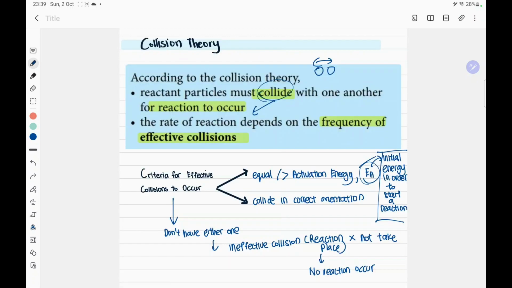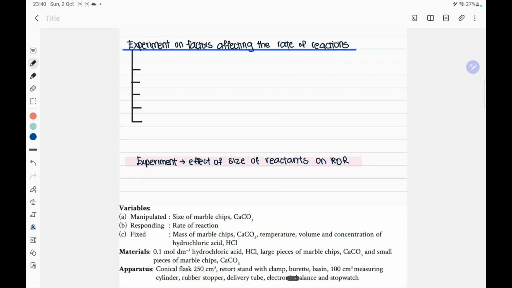We have learned collision theory in part 2, but I missed out one very important keyword for activation energy. It is actually the minimum initial energy in order to start a reaction. So please do not leave out the word minimum like I did, okay, because it is a very important keyword. Now moving on to what we are supposed to be learning today.